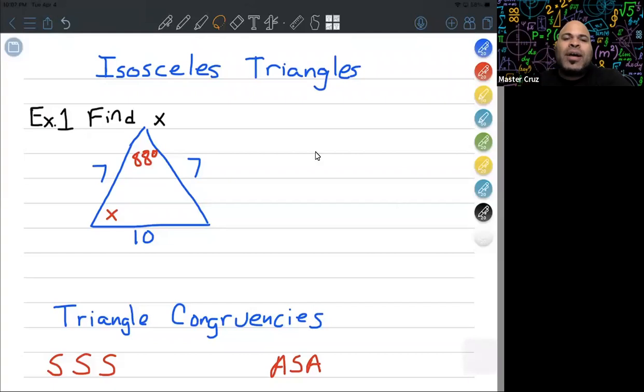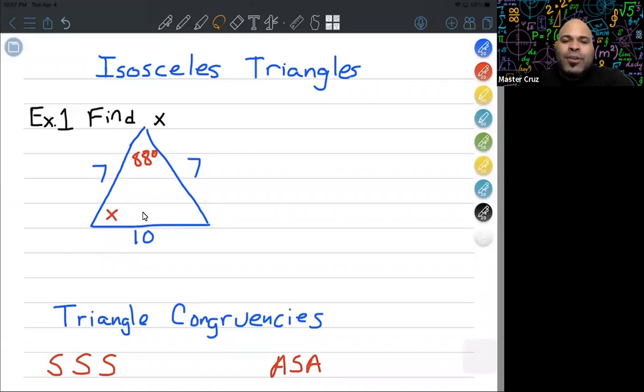So let's talk about isosceles triangles first. Isosceles triangles are triangles that have two sides that are the same. So if you look at example one, I have one side measured 7, the other side measures 7. So this is isosceles. And the third side measures 10, which is something else. They want me to find x.